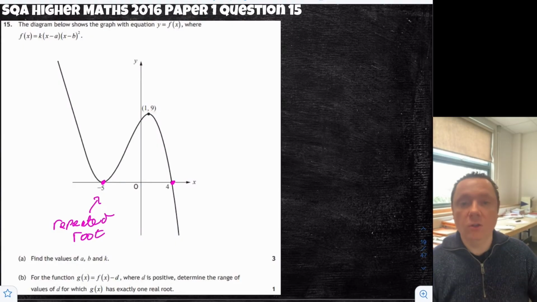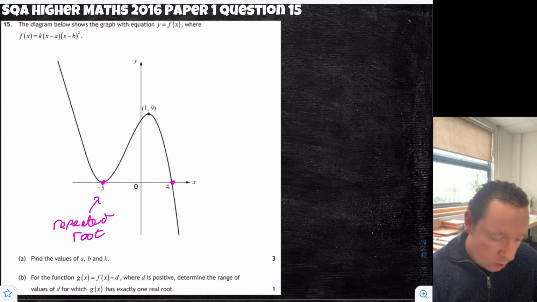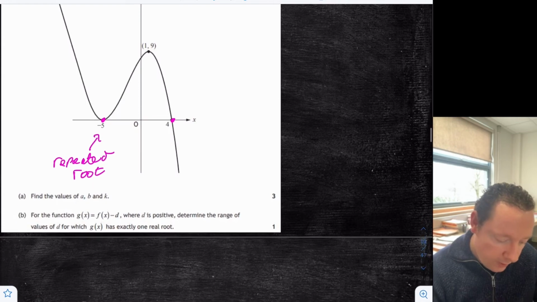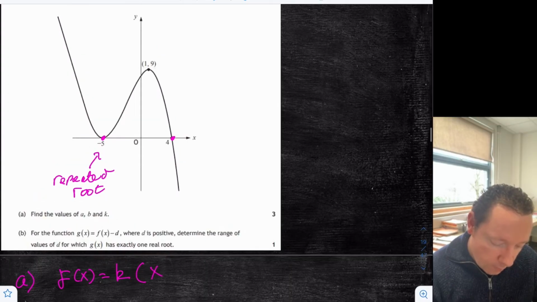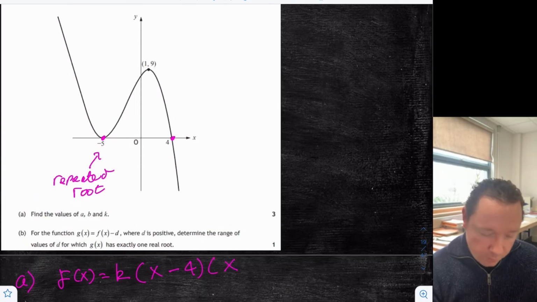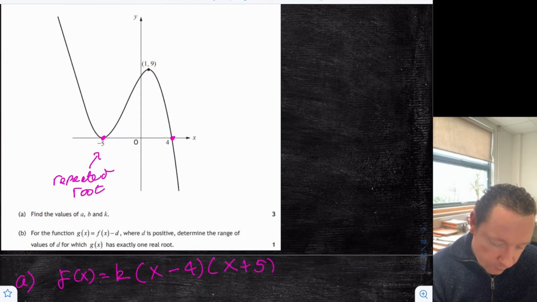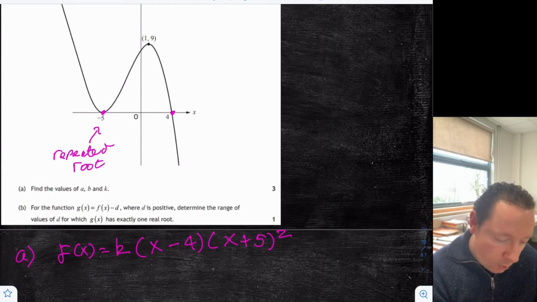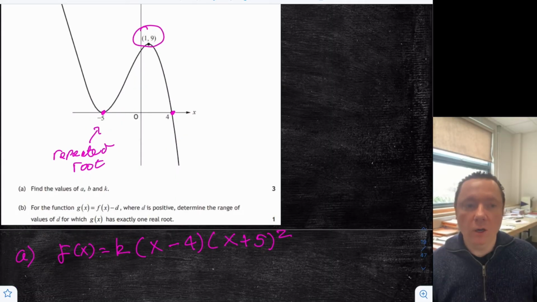And I know that because it's a turning point and a root. So that one is my b, and the other one is my a. So I can immediately say for part A, f of x equals k times (x minus 4)(x plus 5) squared. And then we can use the point (1, 9) to work out our k.